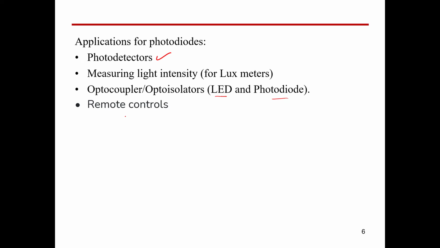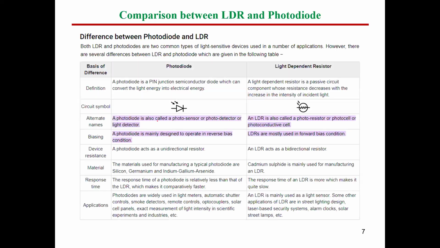Also remote controls. All of you know remote controls. So remote controls are the same idea. For the remote control, you send an optical signal from a transmitter, and a receiver, which is our photodiode, will translate this signal in order to turn on or turn off a certain device. So this is remote control also. Okay, so these are some applications for the photodiodes.